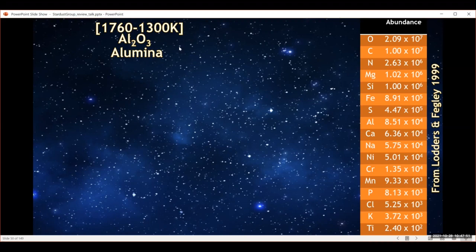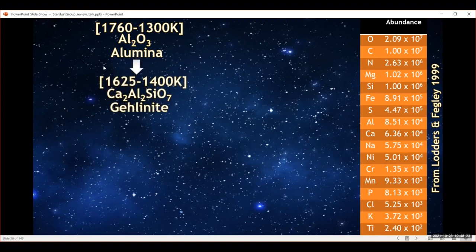And so, for instance, alumina is a very high temperature condensate. It can exist at high temperatures. And so if the pressure is high enough, it might form as high as 1760 Kelvin. But as the gas pressure goes down, the temperature that the alumina, or Al2O3, will form at is going to be closer to 1300. So think about this in terms of the gas is cooling as it flows away. And once it's cool enough in this range, you should form alumina.